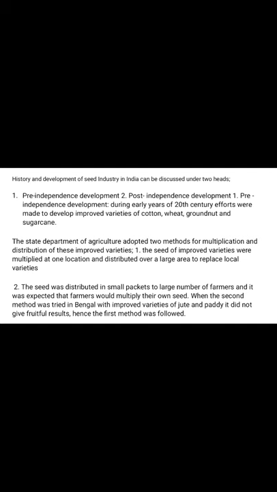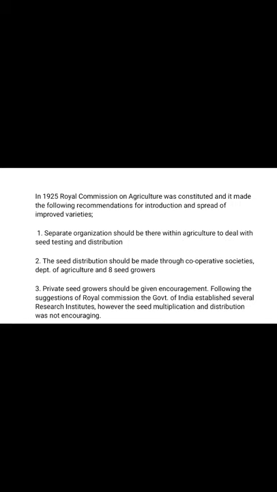When the second method was tried in Bengal with improved varieties of jute and paddy, it did not give fruitful results, hence the first method was followed. Also, in 1925, the Royal Commission on Agriculture was established and it made the following recommendations for introduction and spread of improved varieties. First, a separate organization should be there within agriculture to deal with seed testing and distribution. Second, seed distribution should be made through cooperative societies, the Department of Agriculture and seed growers. Third, private seed growers should be given encouragement.